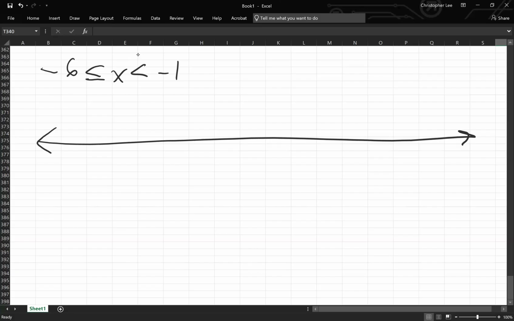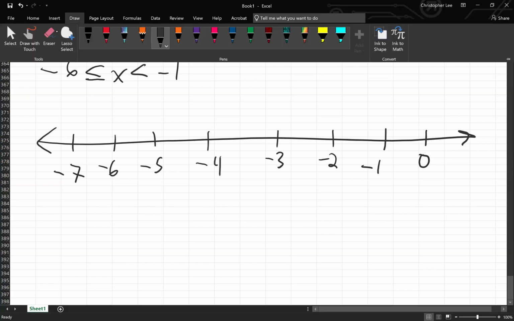All right, how about this? I'm gonna put -1 here. To the right of -1, we know is what? 0. And then -2, -3, -4, -5, -6, and -7. I'm trying to find the laziest way that we could draw this. All right. Let me get a good color.